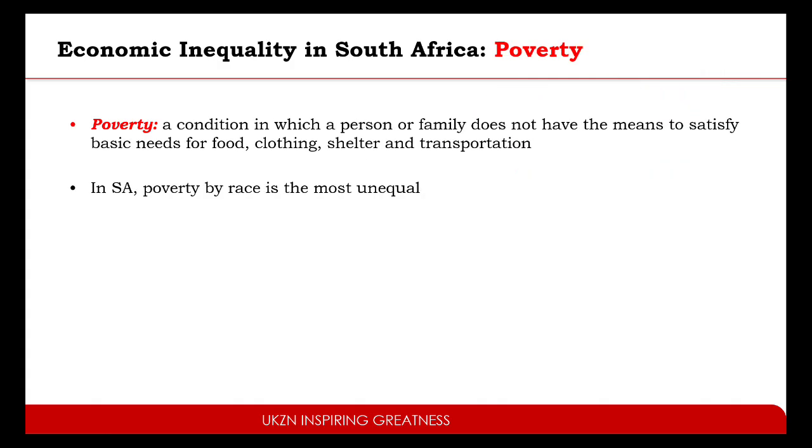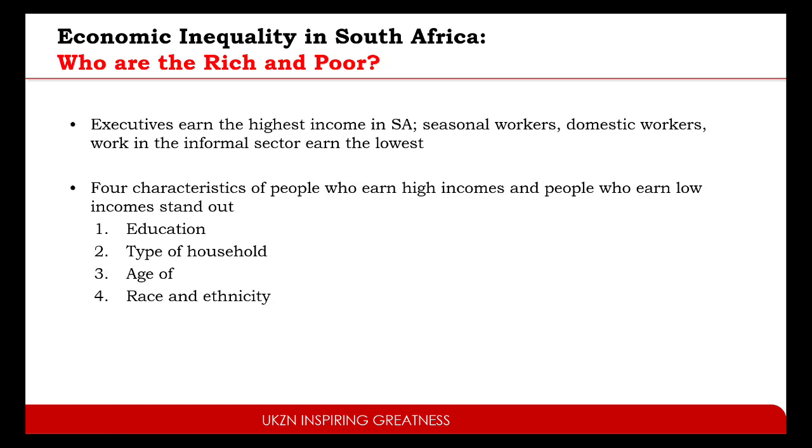Poverty is a condition where people and families don't have enough means to satisfy their needs. They don't have enough money. Four characteristics of people who earn high incomes and people who earn low incomes stand out: education, type of household, age. So obviously it depends on the education, right? If you have more education, you'll earn more money and stuff, right? So that's what it basically is saying.